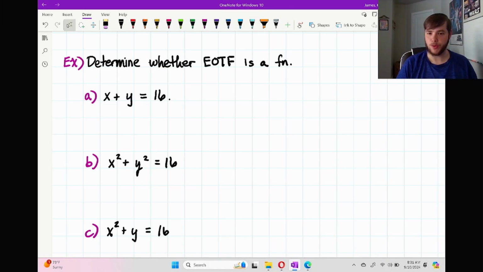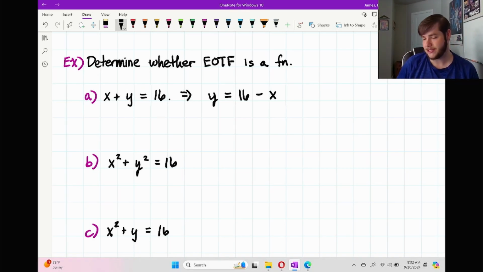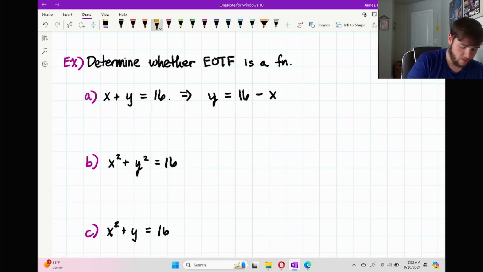Typically, the way that we do this is we want to solve for our output variable. So in this relation, I would solve for y by subtracting x from both sides to get y equals 16 minus x. Now, all I need to do is plug in an input to see what kind of output I get. If I plug in 0, for example, because that's typically an easier number to plug in, I get 16, just one output. Turns out that regardless of which input I put in, I only get one output. So this one is a function.